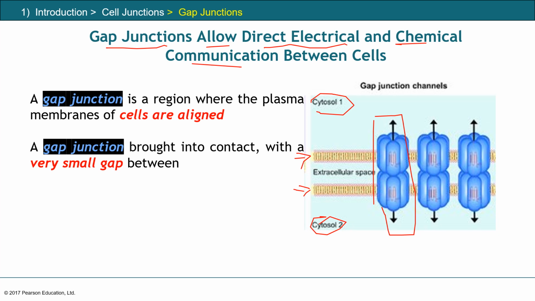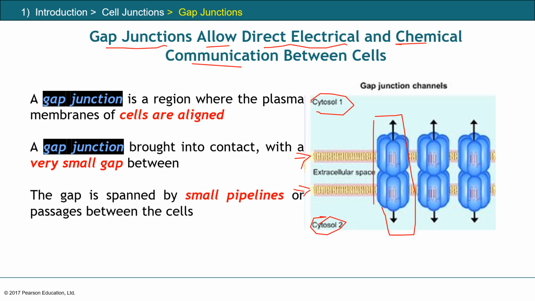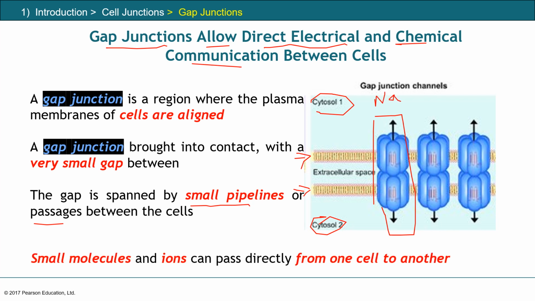This is going to produce a very small gap that is going to work as a pipeline or a passage. So for example, if you have an ion here, and this is very important, small molecules of ions, you can move it from one cell to the other one. When we study the action potential in the nervous system, we will see that this is very important. Without this, the electrical signals will not happen, and it will not happen so fast.